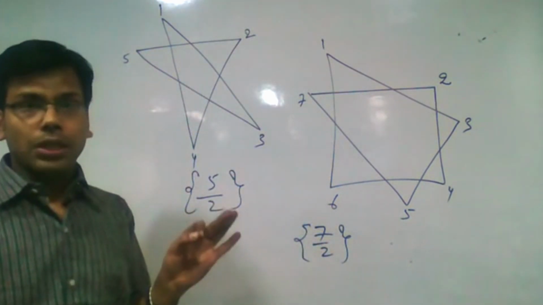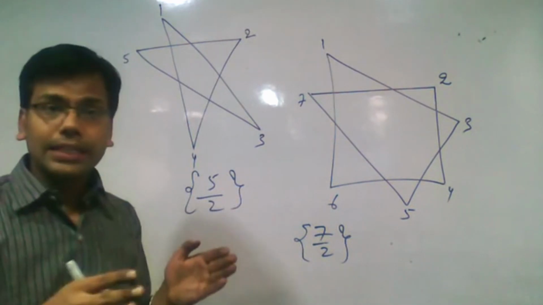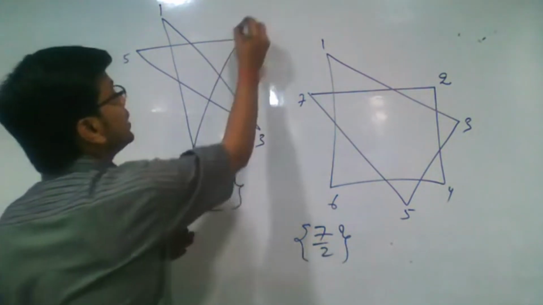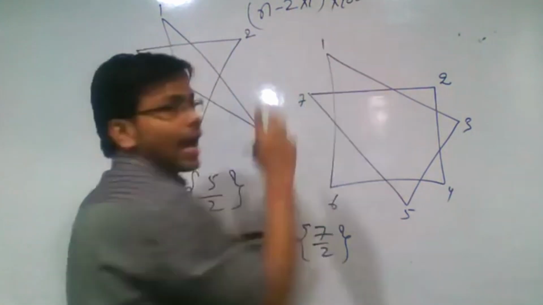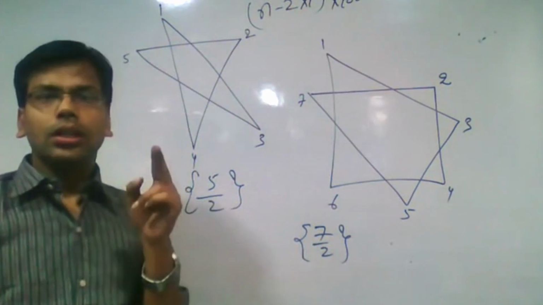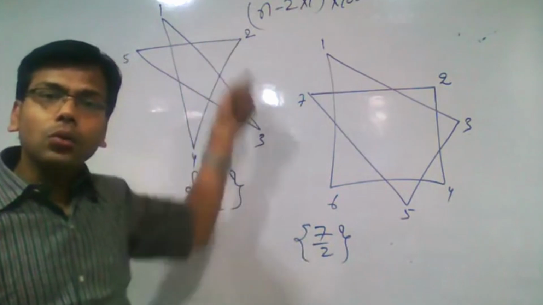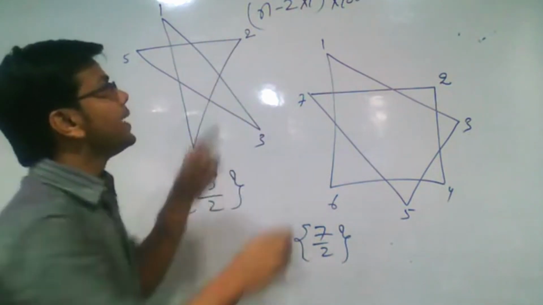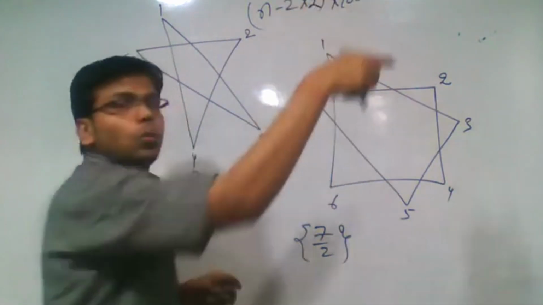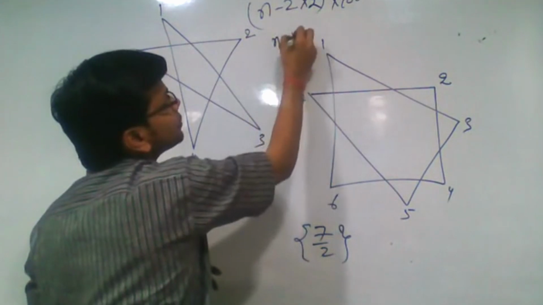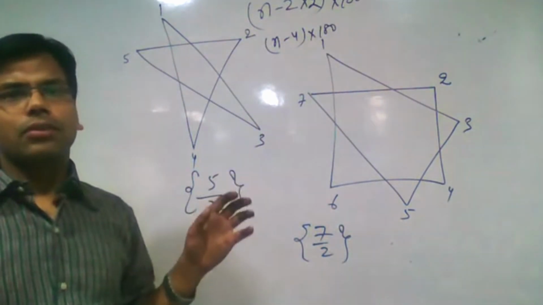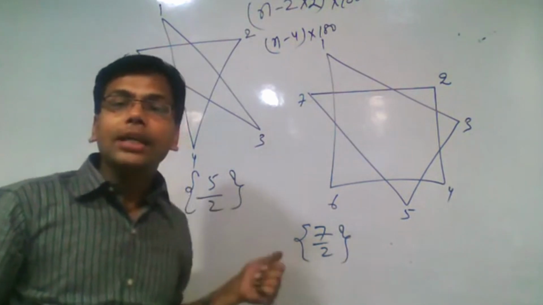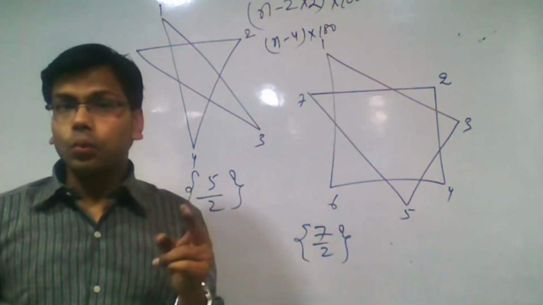According to my formula, this is not my formula, the concept is for the polygon, the formula was n minus 2 into 1 into 180 degrees because the gap was of 1. Here the gap from 1 to 3 is 2. The formula should be n minus 2 into 2 into 180 degrees, which is nothing but n minus 4 into 180 degrees, the general formula for the sum of all internal angles of the n by 2 star, where 2 is the gap.